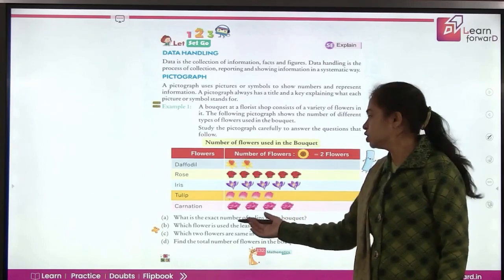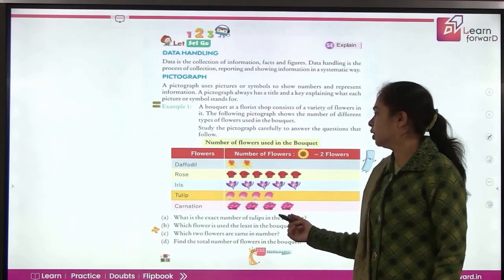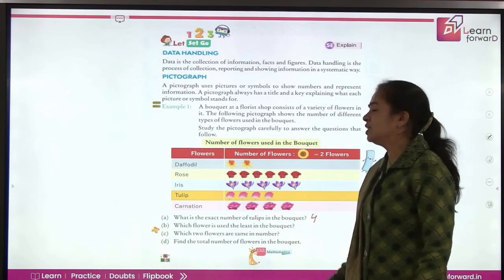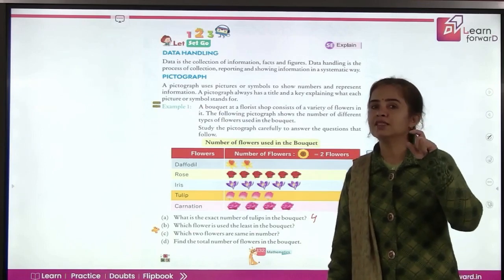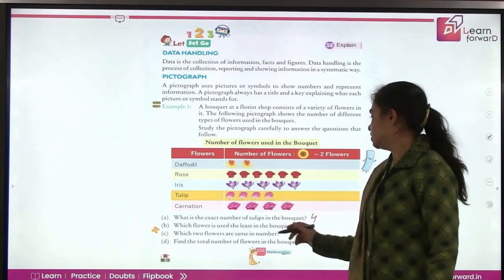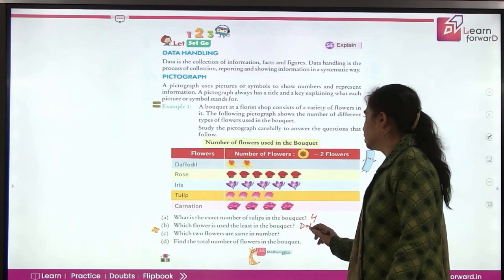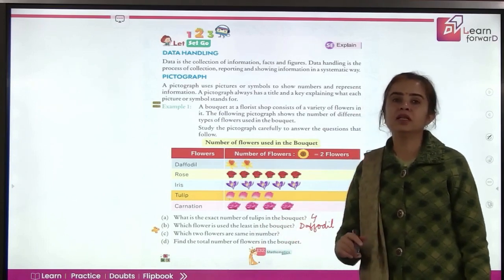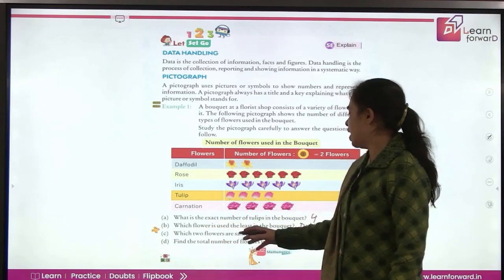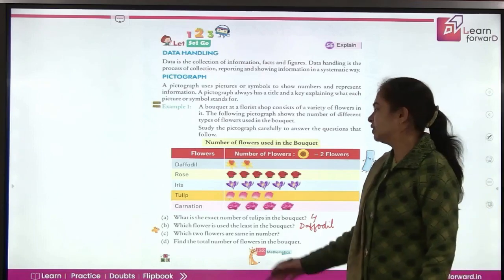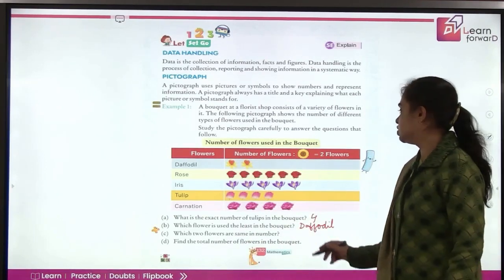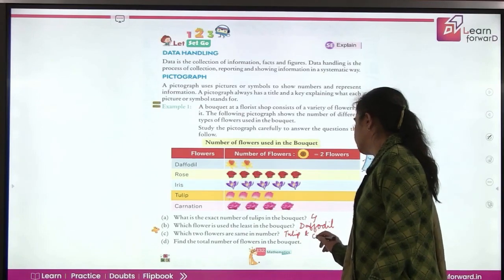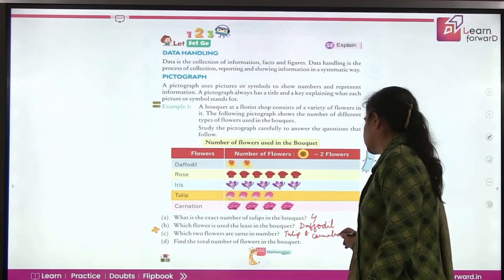Now here are some questions for you. What is the exact number of tulips in the bouquet? So what is that? It is 4. Perfect. Which flower is used the least in the bouquet? Least means the smallest number. So which one is it? Exactly, daffodil. So see how this collection of information is helping you in interpreting the results. Which two flowers are same in number? Exactly, tulip and carnation. Both of them are 4 each. So tulip and carnation, both these flowers are same in number.